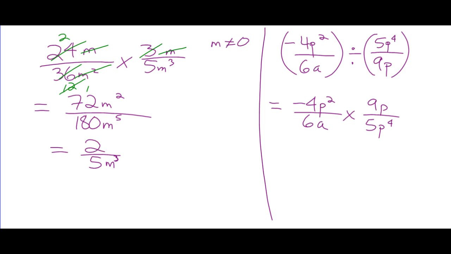State your restrictions. How many places are we looking for restrictions? 3. So what are you going to say about this? A can't be 0. How about this? What are you going to write? Not going to write 0.